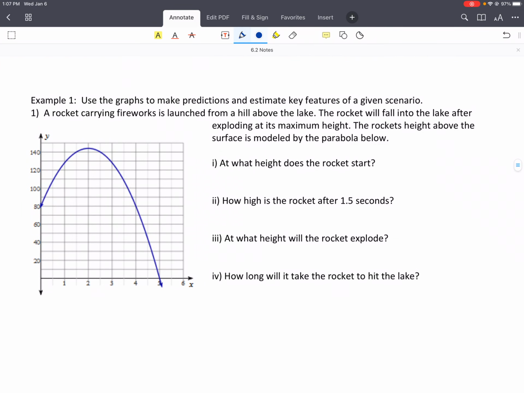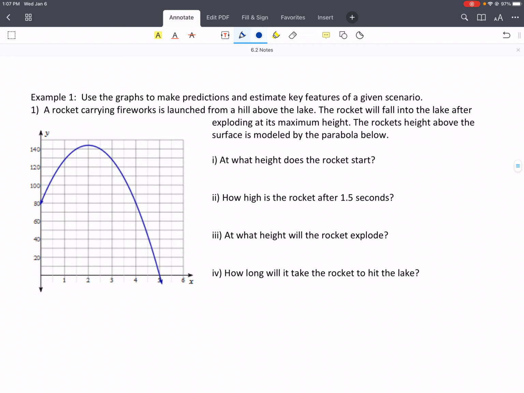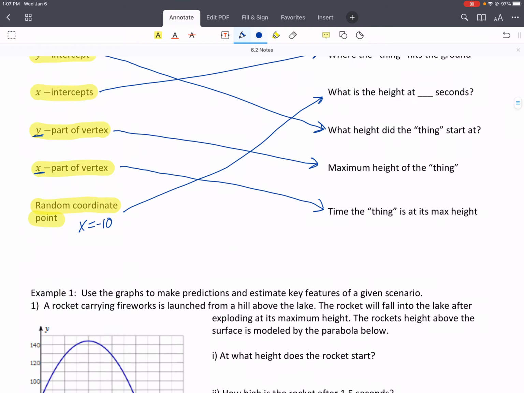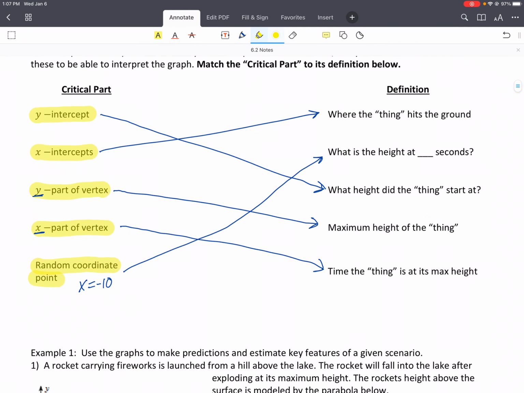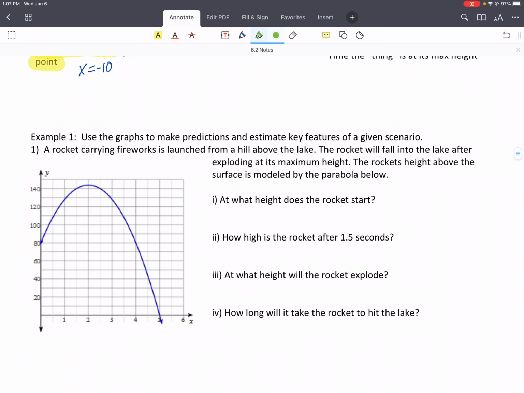So looking at this one, a rocket carrying fireworks is launched from a hill above the lake. The rocket will fall into the lake after exploding at its maximum height. So the rocket's height above the surface is modeled by the parabola below. Okay, so now let's kind of decode this. What height does the rocket start at? So that'd be this one, which would be the y-intercept. So for this one, we need to find the y-intercept. I'll just do y-int for short.